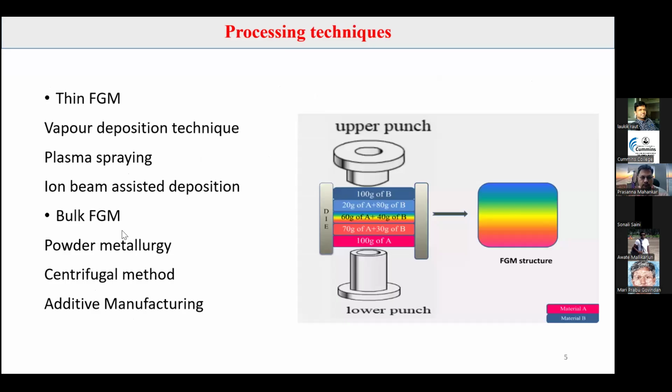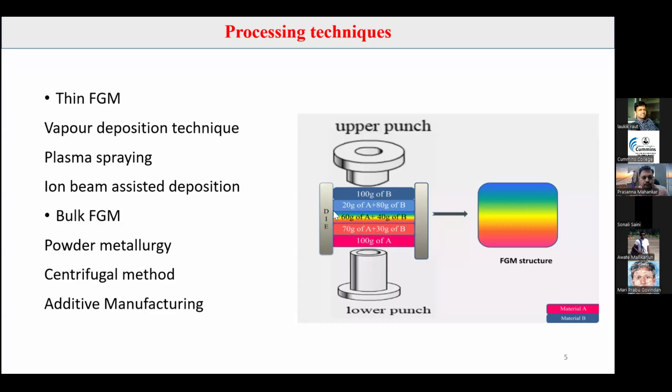Now there are various processing techniques with which we can manufacture FGM, like vapor deposition, plasma spraying, ion beam assisted deposition, powder metallurgy, the centrifugal method, and additive manufacturing. In my research work, I have used additive manufacturing, that too wire arc additive manufacturing, for manufacturing the functionally graded material. Here you can understand one of the methods of manufacturing FGM.